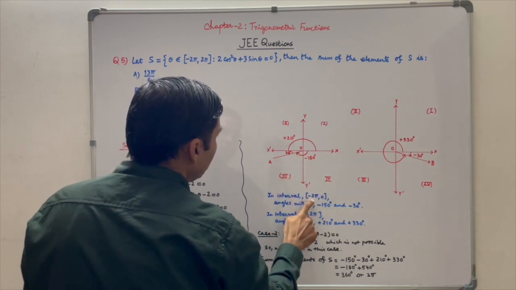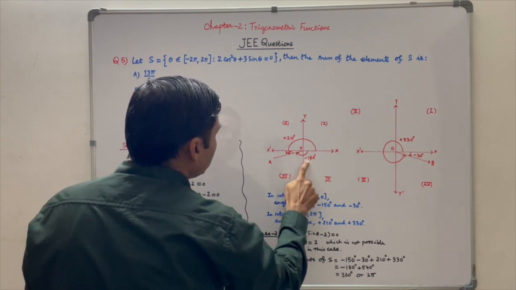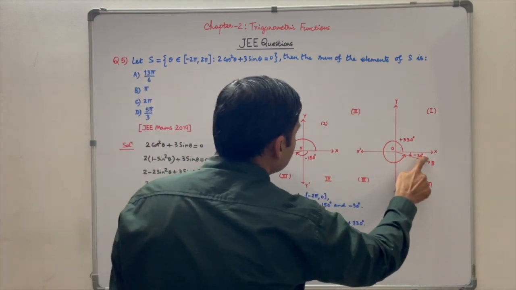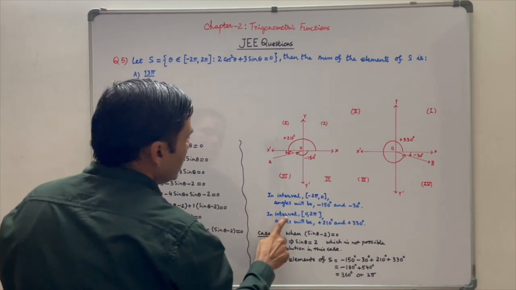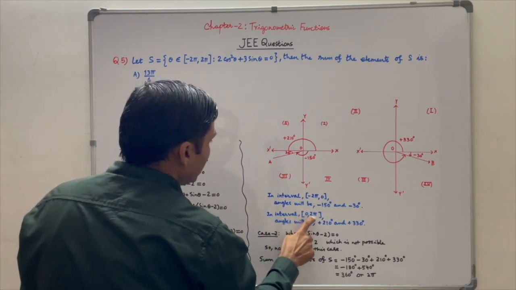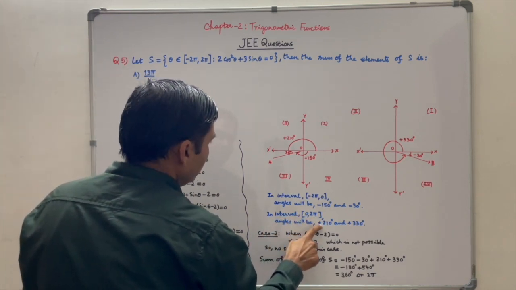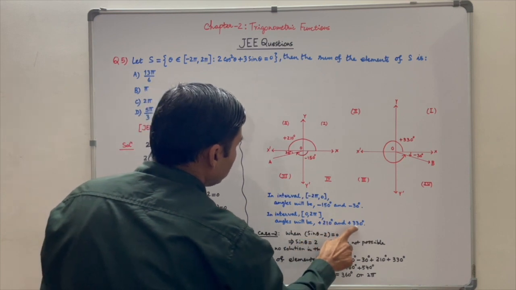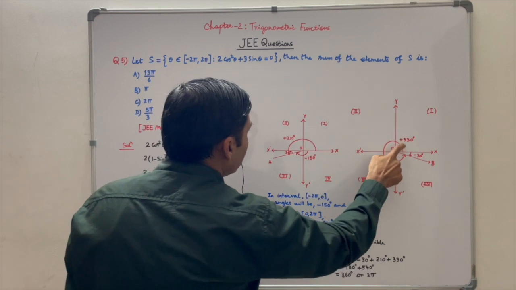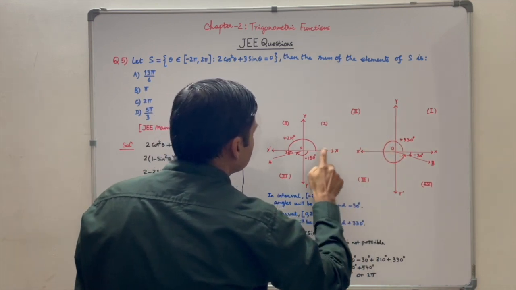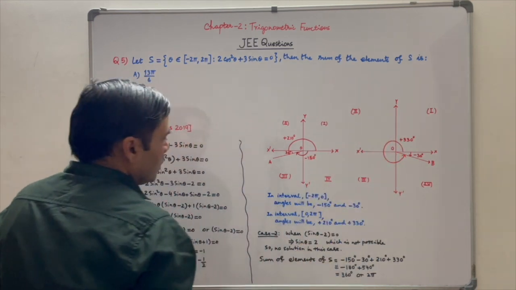So in this interval, angles will be minus 150 degrees and minus 30 degrees, which satisfy this criteria. Similarly, in the interval 0 to 2 pi, angles will be plus 210 degrees and plus 330 degrees. Angles are positive when they are measured anti-clockwise starting from 0.